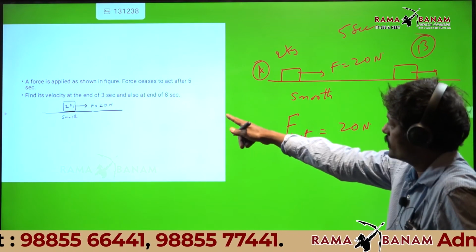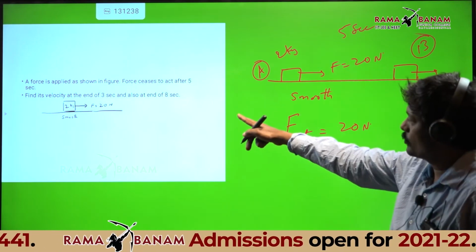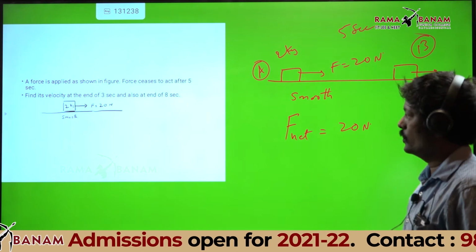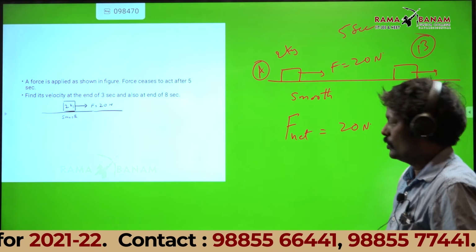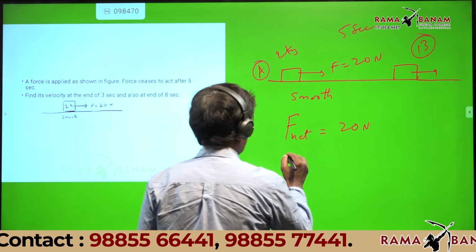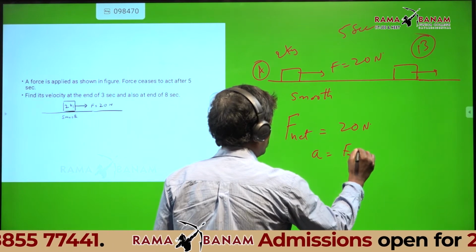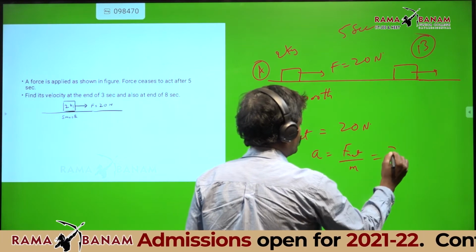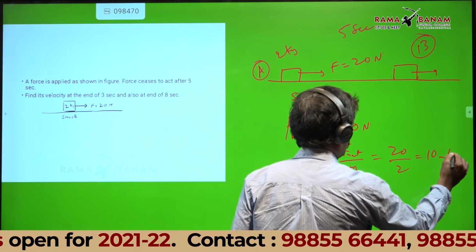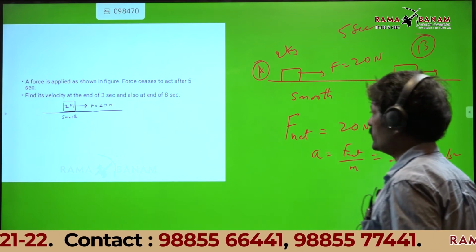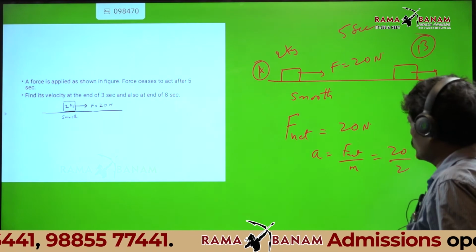So what is the velocity at the end of 3 seconds? Is there force acting up to 3 seconds? Students, tell me. Yes, sir. That means it is accelerating. So first let me calculate the acceleration. F net by m. F net is 20, m is 2, so that is 10 meter per second square. So the acceleration of the body is 10 meter per second square, F net by m, Newton's second law we are using.